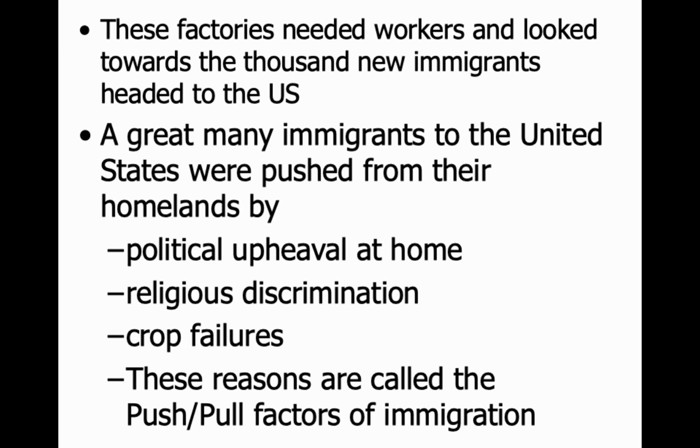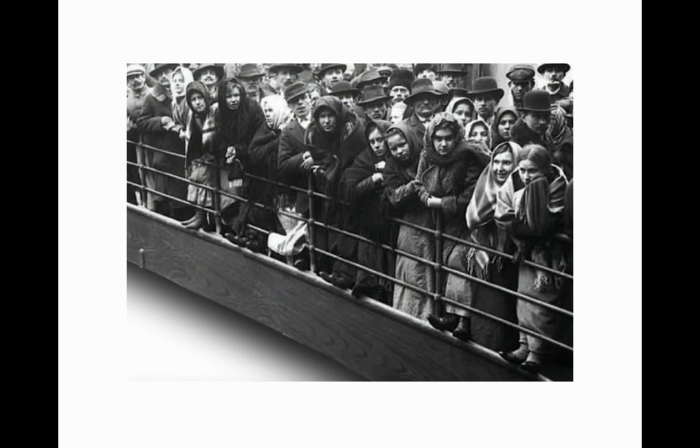So these reasons are called push-pull factors of immigration. And that's what we'll be looking at for the next 3 or 4 chapters as we move through this time period. And this is a picture of immigrants in line at Ellis Island, waiting to go through Ellis Island and become part of the new immigration in the United States.